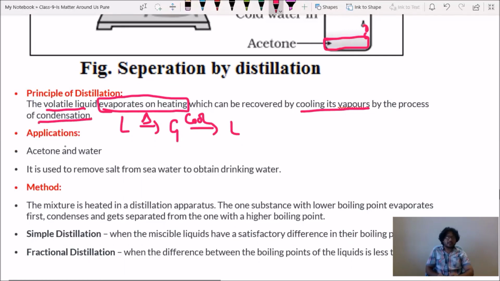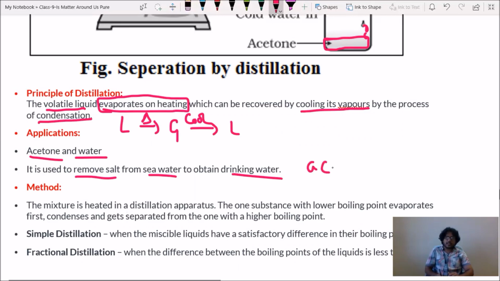And applications where we can use it in our daily life. If you want to separate acetone and water, you can do it. It is used to remove salt from seawater to obtain drinking water. We can use this distillation method. And method: the mixture is heated in the distillation apparatus. The one substance with the lower boiling point evaporates first and is condensed to get separated from the higher boiling point substance.